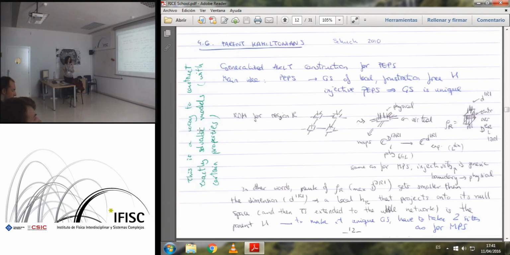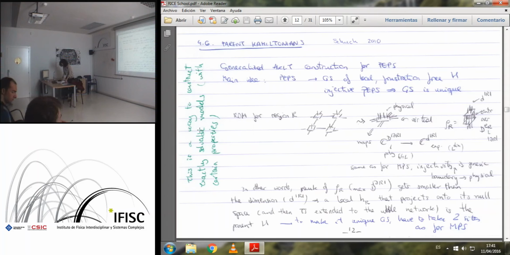It's basically the same construction, so it's actually very nice. The difference with MPSs is that in the MPS case, injective implies unique ground state goes in both directions. In the PEPS case it goes in this direction only: injective implies unique ground state.